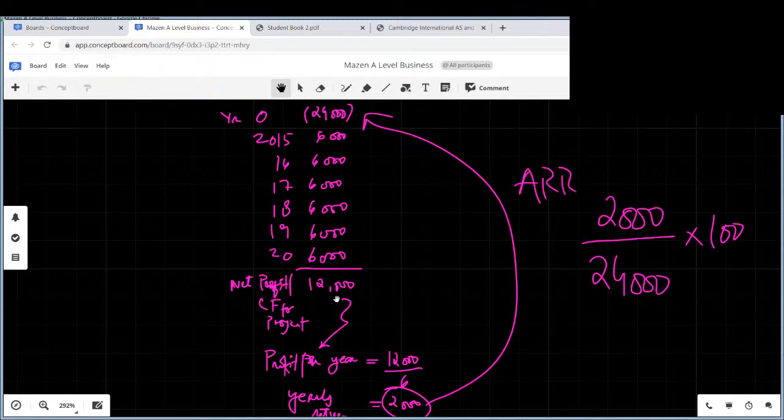This is the total profit I earned over 6 years, 12,000. Then I calculated the yearly profit. So I'm earning 2,000 profit yearly if I invest 24,000. So I calculate what percentage that is. It's roughly 8.33%.